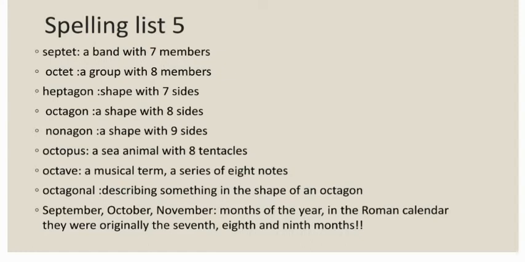Number 1, septet, a band with 7 members. Octet, a group with 8 members. Heptagon, a shape with 7 sides. Octagon, a shape with 8 sides. Nonagon, a shape with 9 sides. Octopus, a sea animal with 8 tentacles. Octave, a musical term, a series of 8 notes. Octagonal, describing something in the shape of an octagon. September, October, November, months of the year in the Roman calendar, they were originally the 7th, 8th, and 9th months. So these are super easy words for you guys.